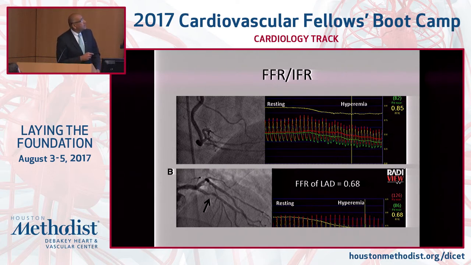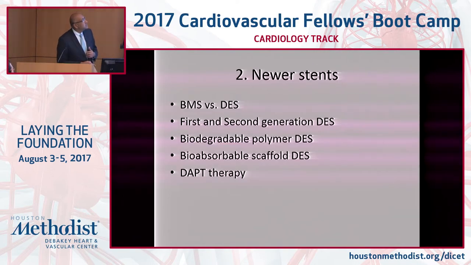But again, there's the RCA lesion. You can see the FFR is 0.85, so don't touch that. The best way to make a stable plaque unstable is to put in a stent. So don't do unnecessary stents. FFR here of that LAD, which looks maybe 50%, maybe 60%, maybe 70%, guess what, it's 0.68. Data from FAME 1, FAME 2 tells us to fix those lesions.